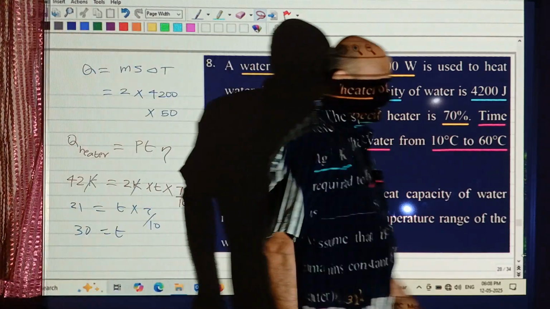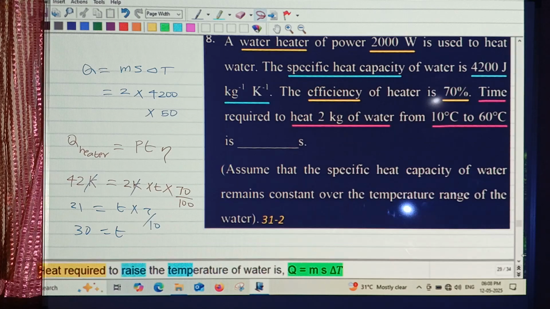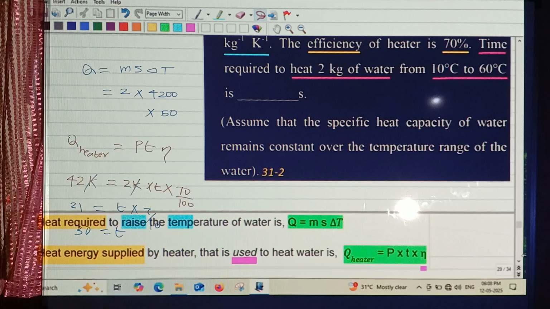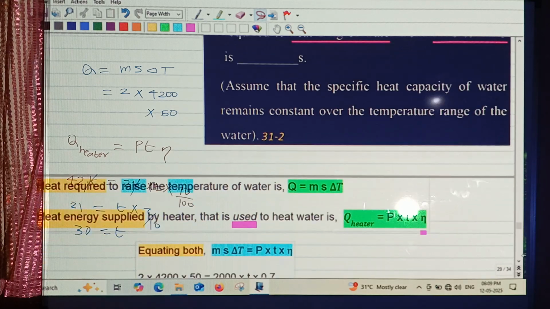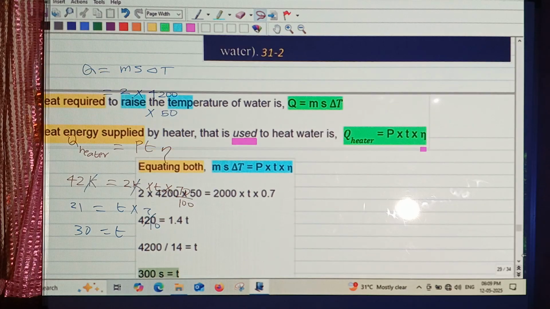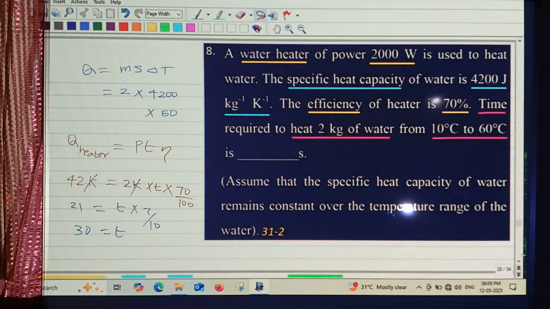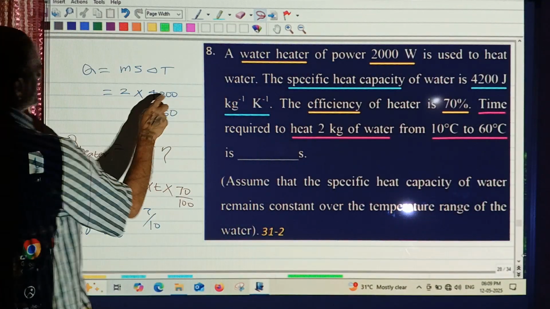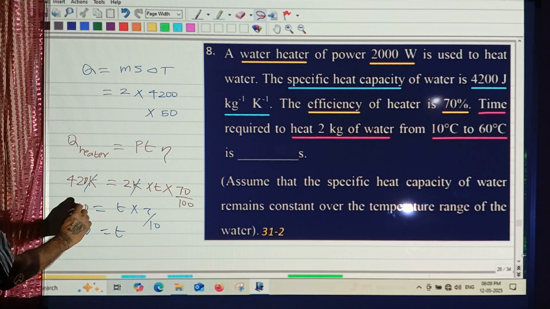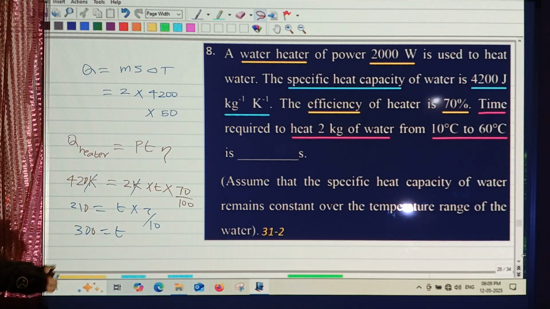So we have to check whether there's some mistake in the calculation. t is coming to 300 seconds. Mass is 2 kg, specific heat is 4200, delta T is 50, so 100. This is actually 100 times 4200, which is 420K. So it's 210 into t, so t is 300. So the correct answer is 300 seconds.